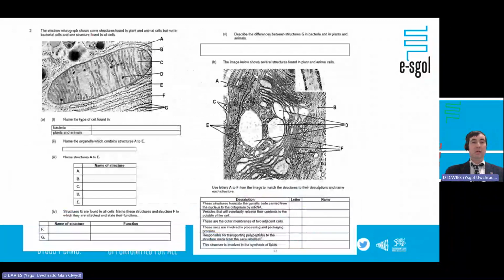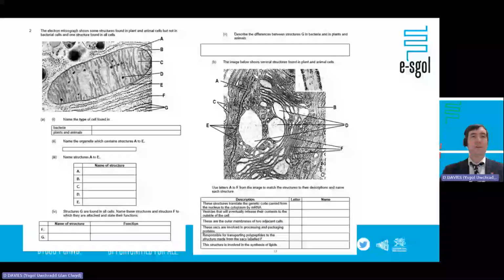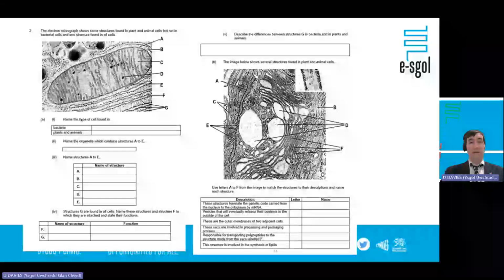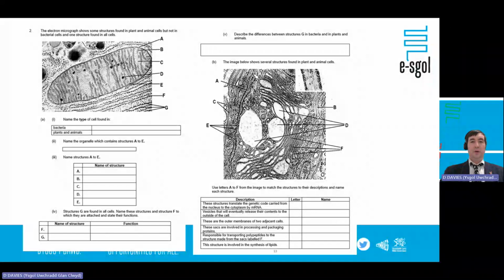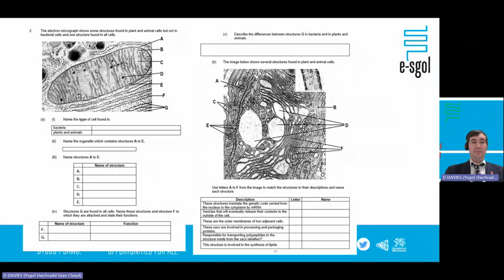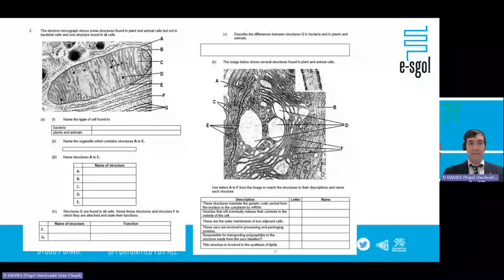Question 2: an electron micrograph shows some structures found in plants and animal cells but not in bacterial cells. So instantly I know all these are membrane bound organelles. I know they're all eukaryotic. I've got A, B, C, D, E, F and G. Name the type of cell found in bacteria, plants and animals. It's nice and easy, that's a remembering one. That's the first slide.